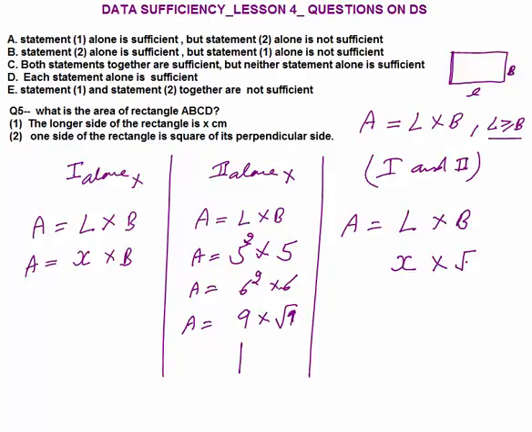So the breadth could be root x, or it could be x square, because the second statement says one side is a square of the other side. It's not written that length is the square of breadth or breadth is the square of length. One side is a square of the other side, so it could be root x or x square. Now we have to satisfy the condition of a rectangle, that length should be greater than or equal to breadth.